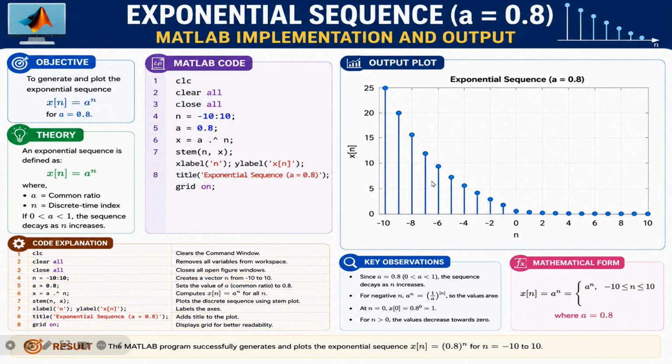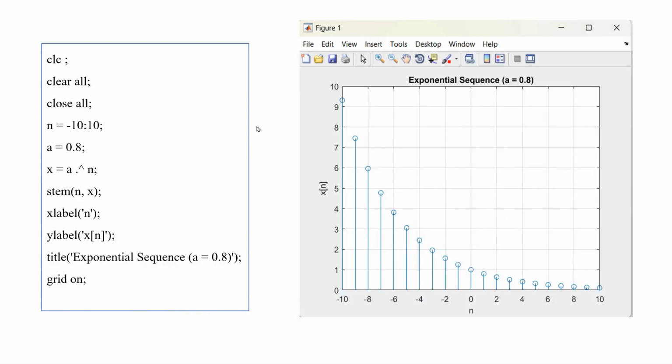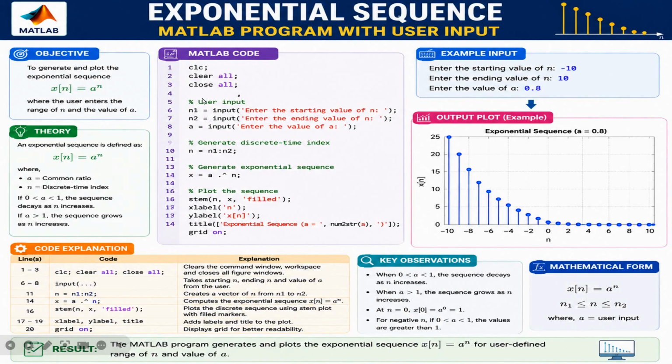Every time you want to generate another sequence with a different value of a, you have to go and change the program. So for that reason, this is another program where you can enter the value of the time index of your choice and the value of a also of your choice. So this is the second program. You will get the same output, but the values of n1, n2 and a will be of your choice.